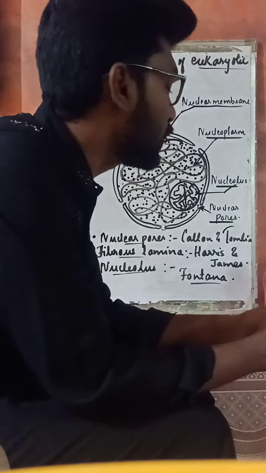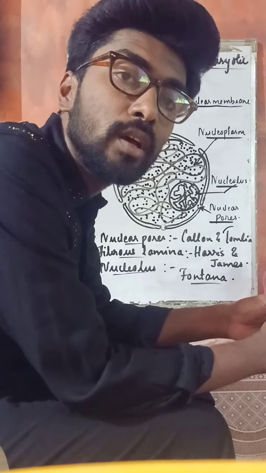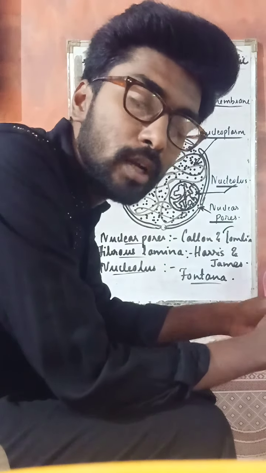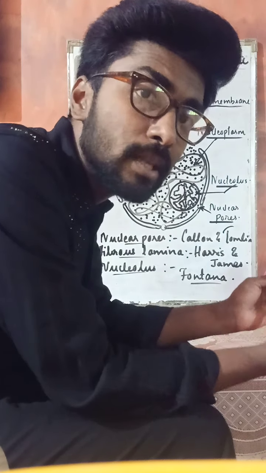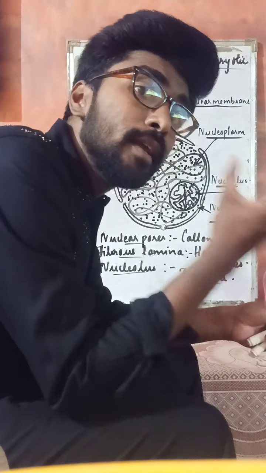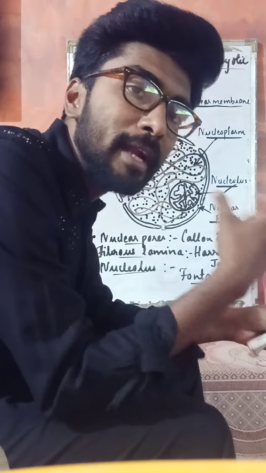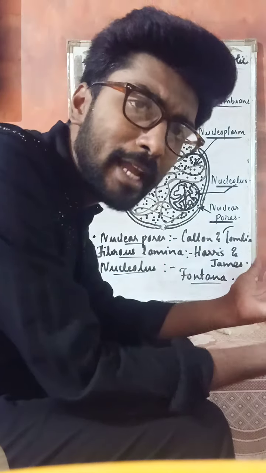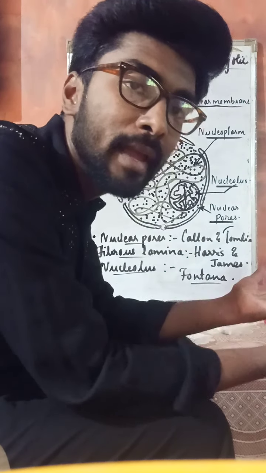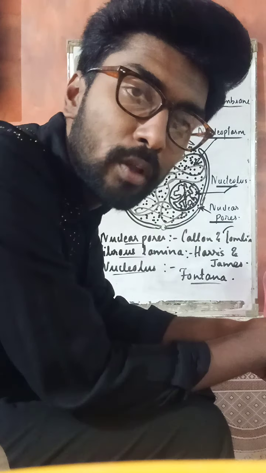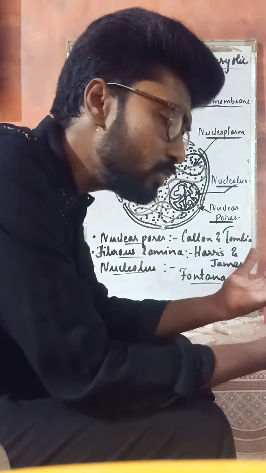When you talk about the ultrastructure of the nucleus, we will discuss the shape. First, the shape of the nucleus depends upon the shape of the cell. The nucleus might be spherical, oval, or disc shaped, sometimes it is bilobed, sometimes it is multilobed, etc. Size: the size of the nucleus also depends upon the size of the cell.